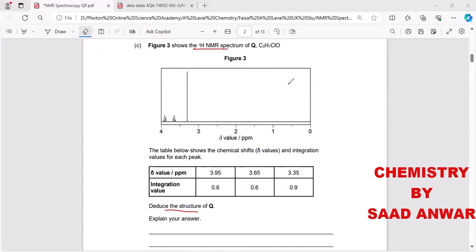Let's try to solve this past paper question. This is from AQA A level chemistry, equally important for OCR chemistry as well. This is a Proton NMR relevant question. The statement of the question is given here.